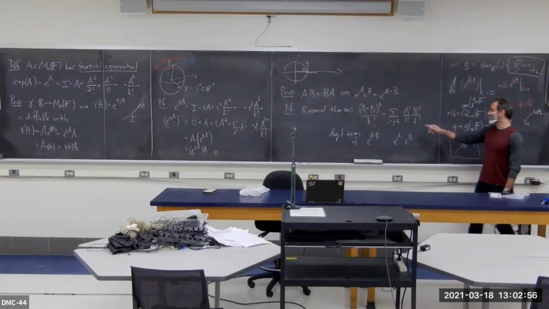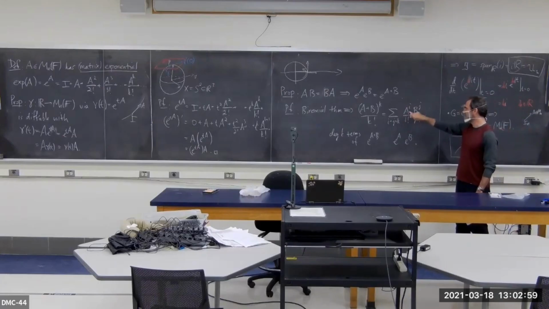Right? How do you get a degree k term in the product of e to the a and e to the b? You have to choose i of them from the a side and j of them from the b side, as long as i plus j is equal to k. And so it literally is this. There's sort of no guile here.